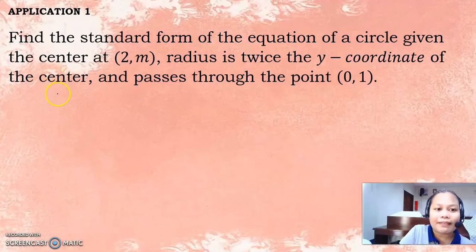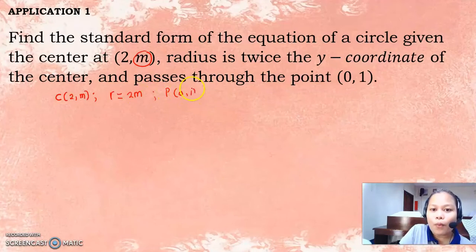So, we have here center at (2, m). Radius is twice the y-coordinate of the center. So we have here the center, so our y-coordinate is m. So r is twice the y-coordinate of the center. Passes through the point (0, 1).